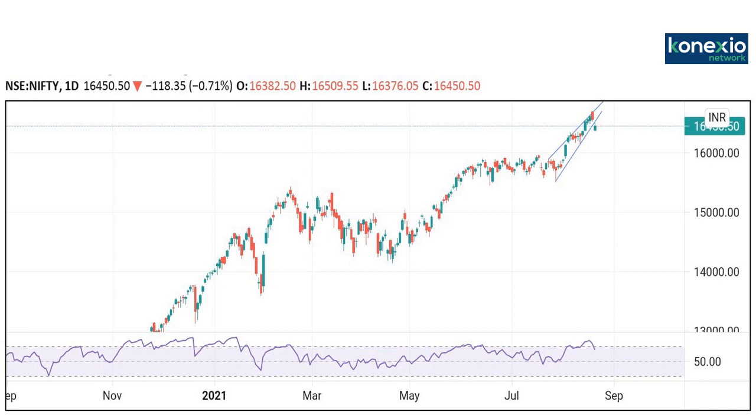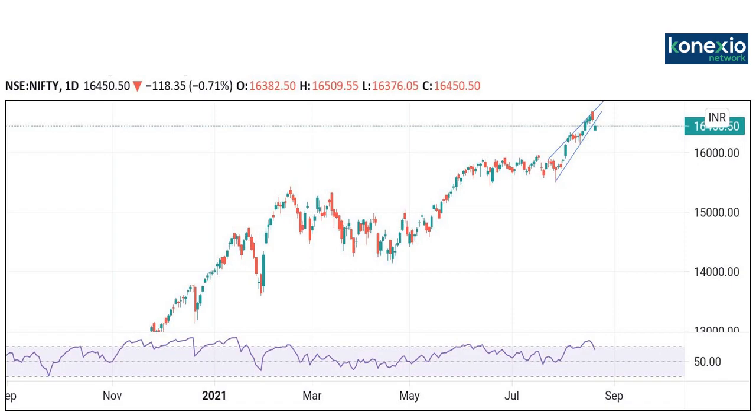Second resistance is seen at 16,628. And third resistance is seen at 16,786. So these are the crucial supports and resistance levels that traders should be watching out for, and plan your trade accordingly for the next week.